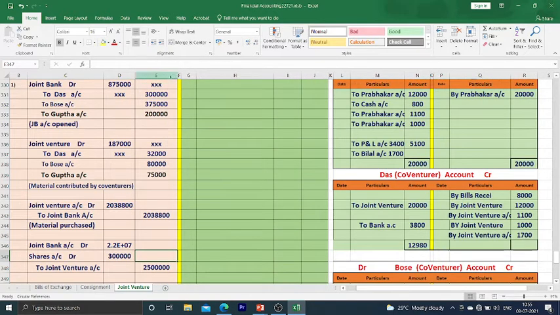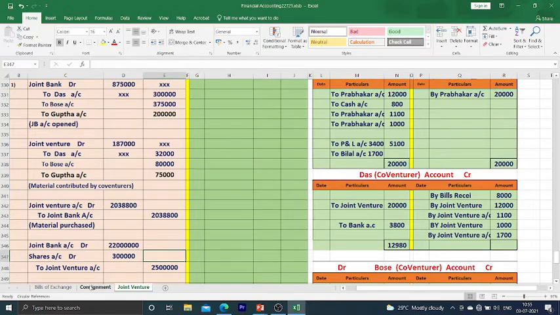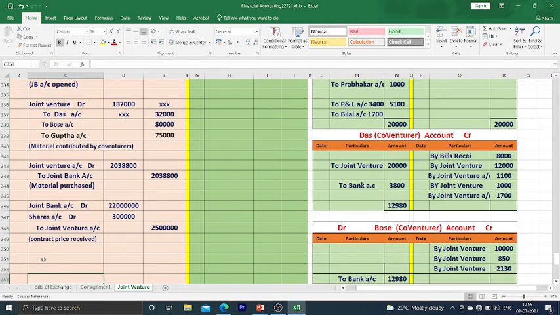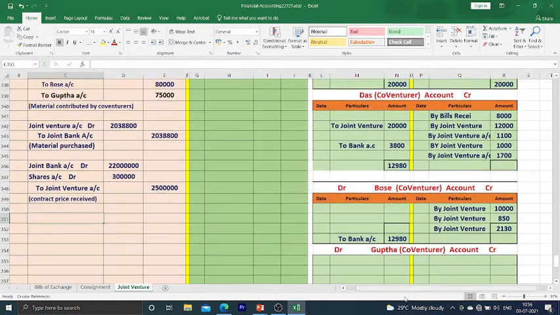Students, right, so contract price received. Next to these, shares are taken over by who? Taken over these shares. Das took over the shares issued by the company for 2 lakhs 80,000. So who has taken? Das. Das account to be debited.